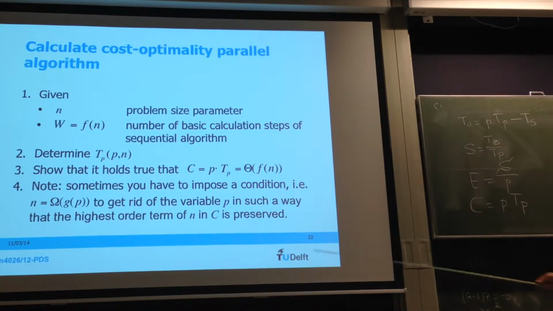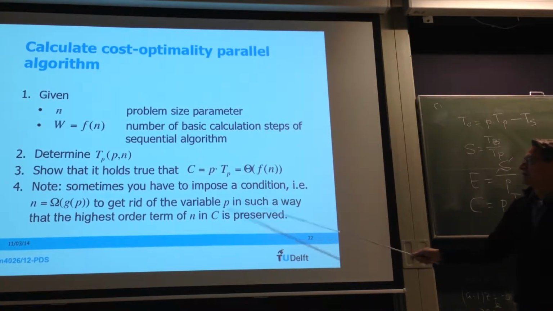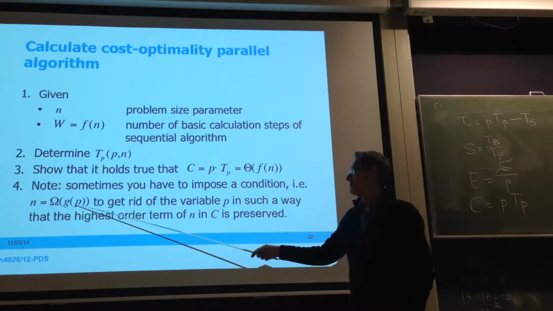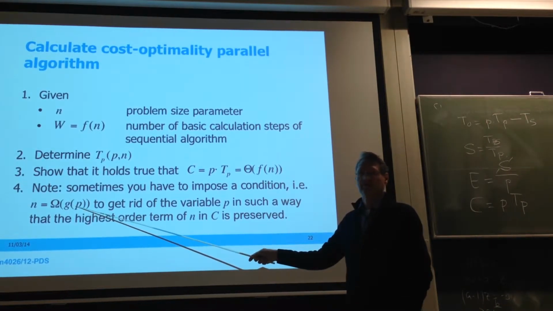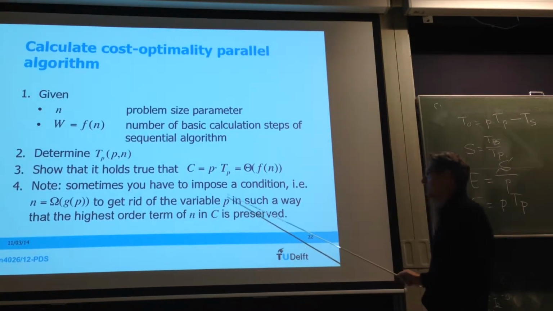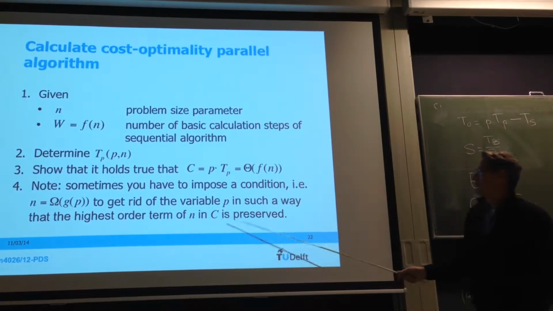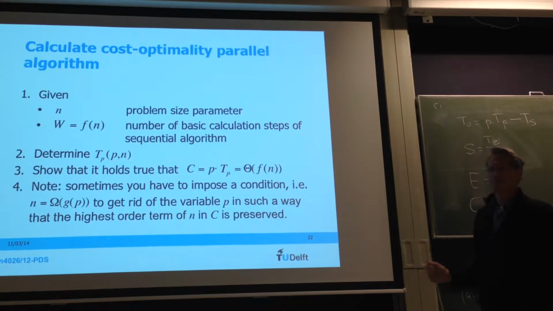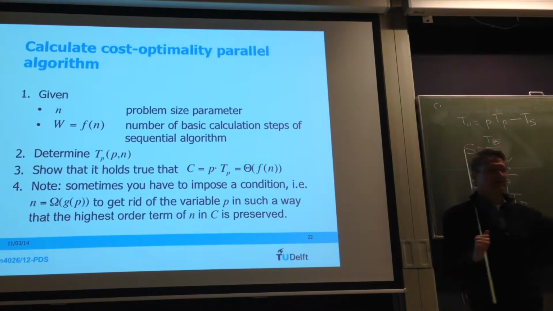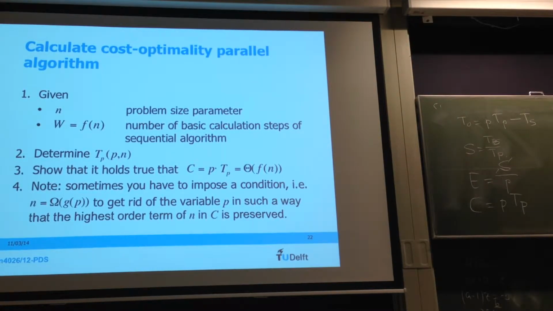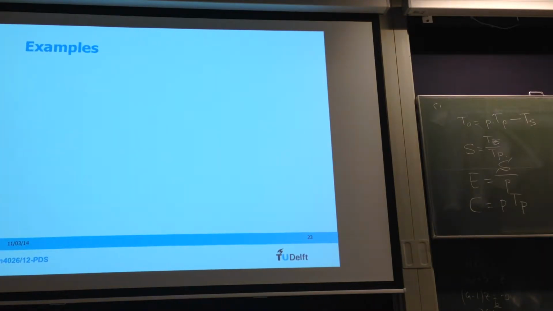Now sometimes you have to impose a condition, for example, that n is lower bounded by another function of the number of processes to get rid of the variable p, in such a way that only the highest term of n in C is preserved. That's the general recipe you have to follow to calculate the cost optimality of an algorithm. An example.